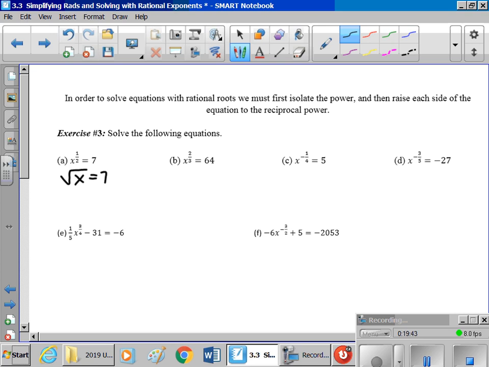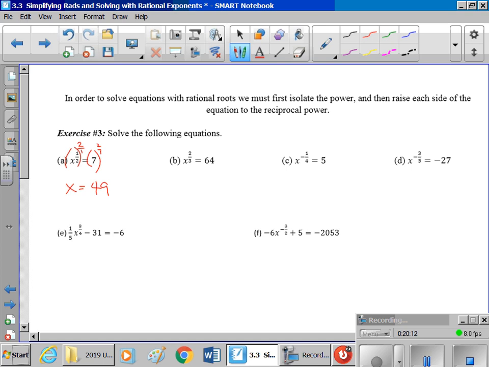But the same thing is true when you have a rational exponent. Basically, what you're going to do is take your x to the 1/2, and you're going to raise it to the reciprocal, which is 2 over 1, which is basically what you just did when you took the square root of it. So x equals 49. And we are looking for the positive because we're dealing with radicals here. We're only dealing with the positive root.